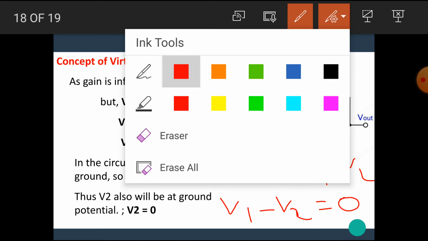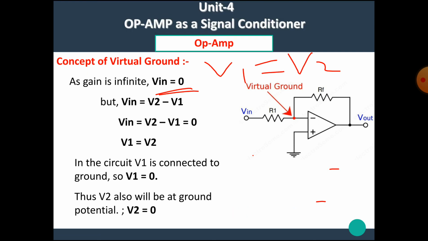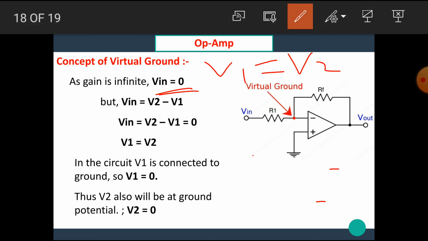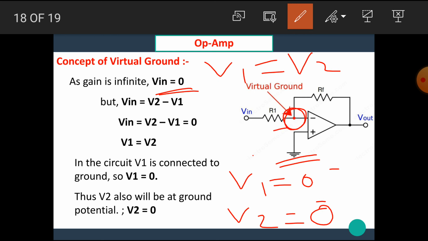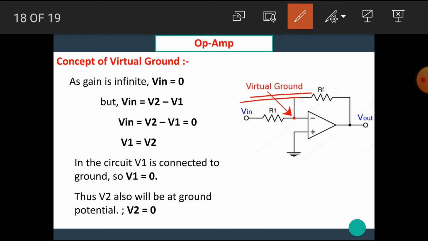V1 equal to V2. Then here the V1 has value 0, hence V2 also has the value 0, that means this point also has the value 0, that means it is virtually connected to the ground, hence it is known as the virtual ground concept.